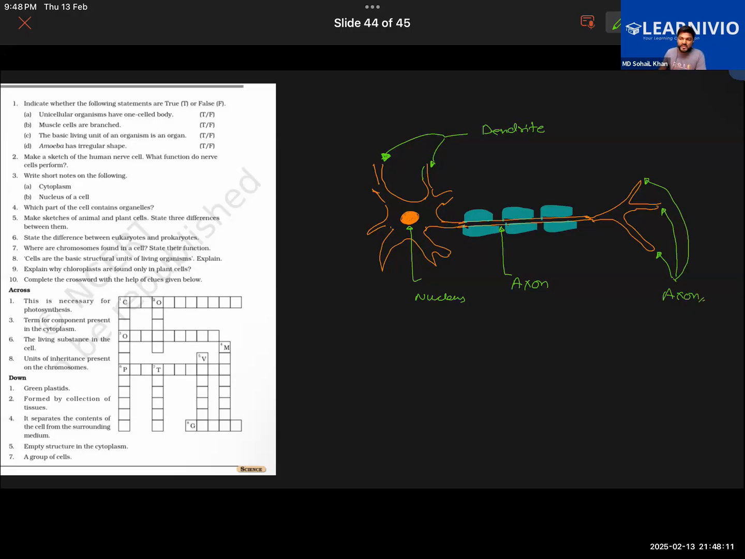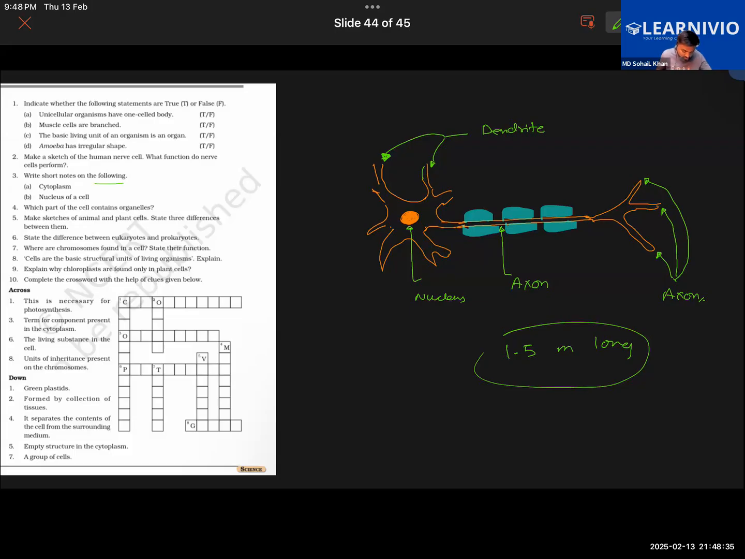Nerve cells are the longest cells in the human body. Interestingly, they can even reach up to 1.5 meters in length. Just imagine how long they could be. 1.5 meters could be the maximum length of the nerve cells in the human body. Now, hope it is clear.